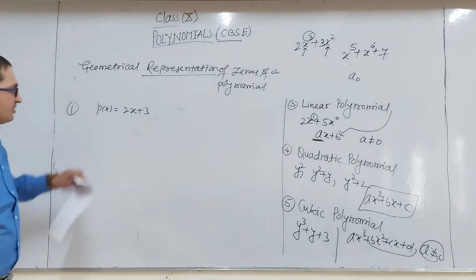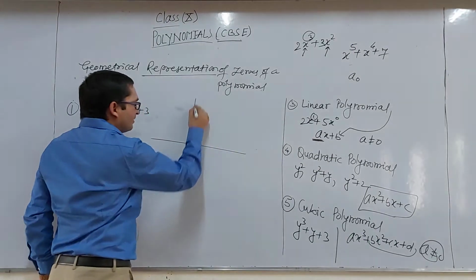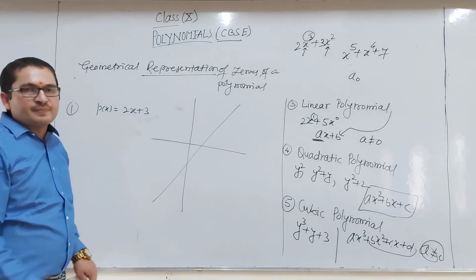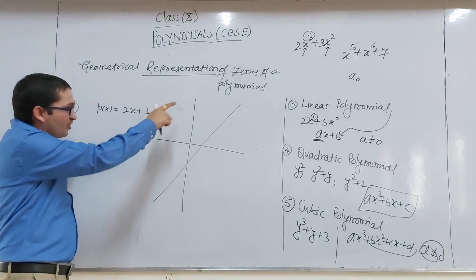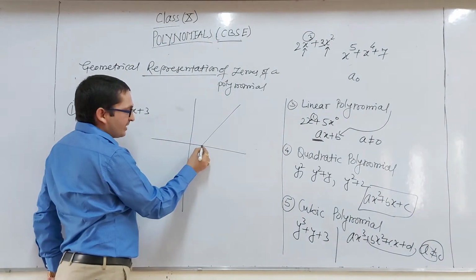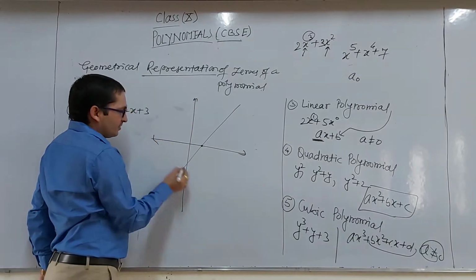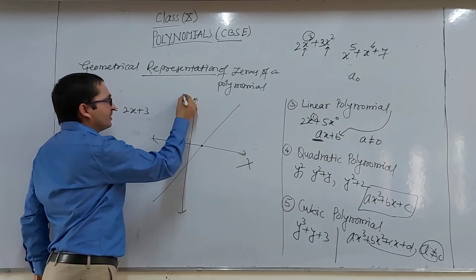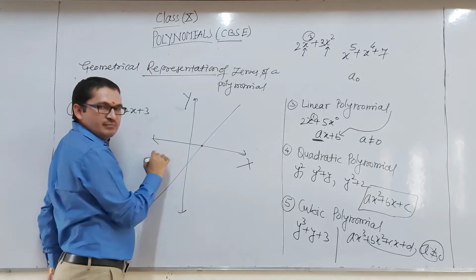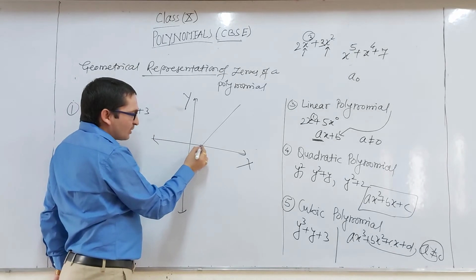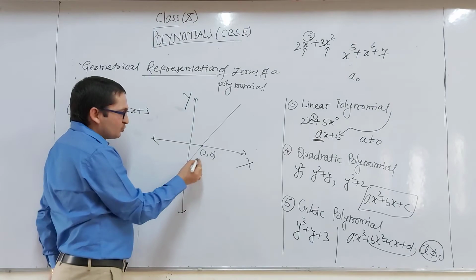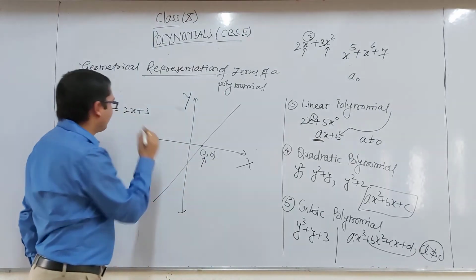If you plot the graph for this, you will get a straight line. This is the linear polynomial. This line will intersect the x-axis at a point. This is the x-axis and this is the y-axis. This line will intersect the x-axis at this point. Suppose that the coordinate of this point is (2, 0). So the x coordinate is the zero of the polynomial.